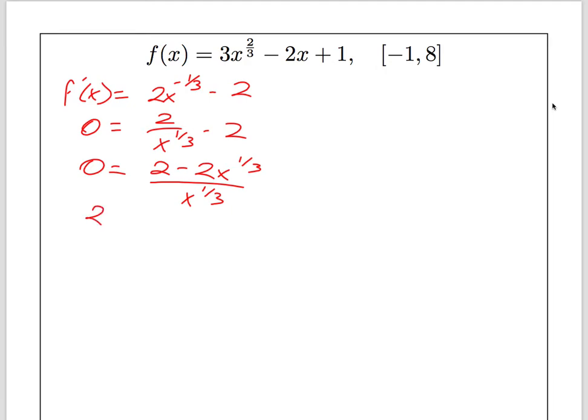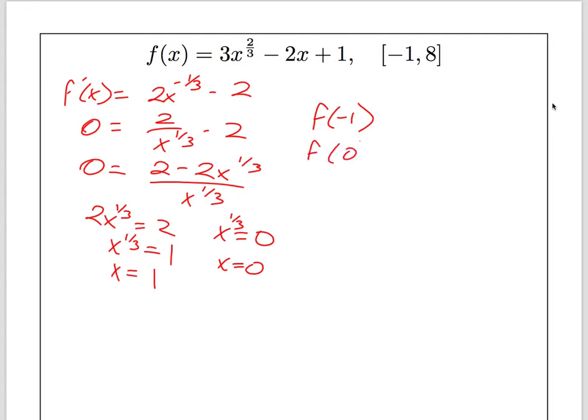So if I set the top equal to 0, I end up with x to the 1/3 equals 1, which means x equals 1. Set the bottom equal to 0. I get x equals 0. Now, where did 0 come from? Denominator, so what do I have to make sure of? It is defined. That it is defined back in the original. So if I put 0 back in the original, am I good to go? Yes, all right.